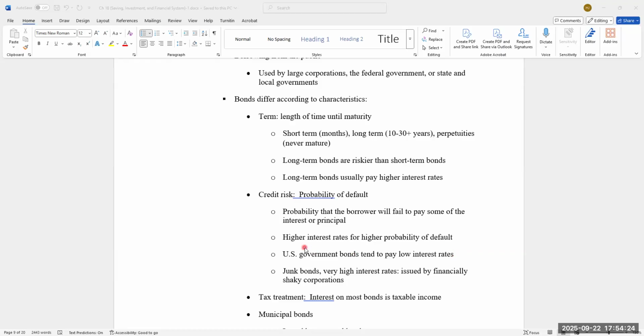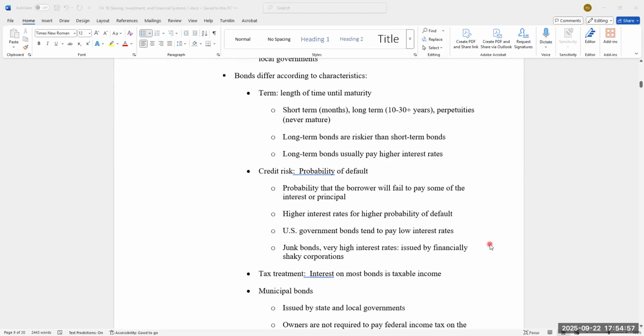If someone has high credit risk, you're going to have to entice me with a higher interest rate to lend you money. The US government is generally considered one of the safest places to lend money to, and they generally pay a low interest rate. Junk bonds have very high interest rates. These are bonds issued by companies that have a higher probability of defaulting. They have a high probability of not paying back the money, so they have to offer higher interest rates compared to, say, a well-established company like Google or Facebook, or especially the US government.